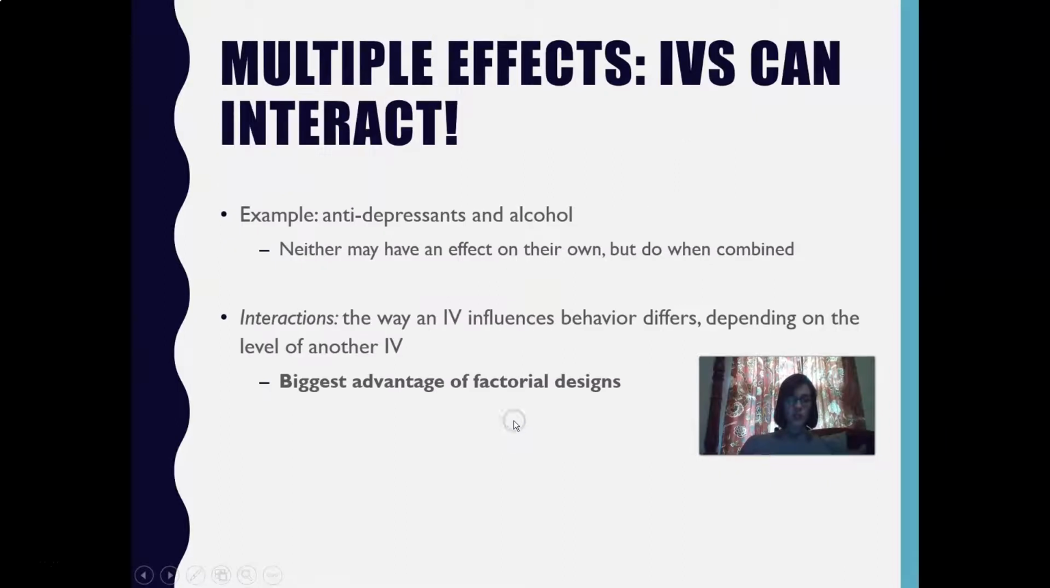And then we're also going to look for an interaction. Because our independent variables can interact, this is what makes factorial designs so much more powerful and so much more preferred than a single factor design.